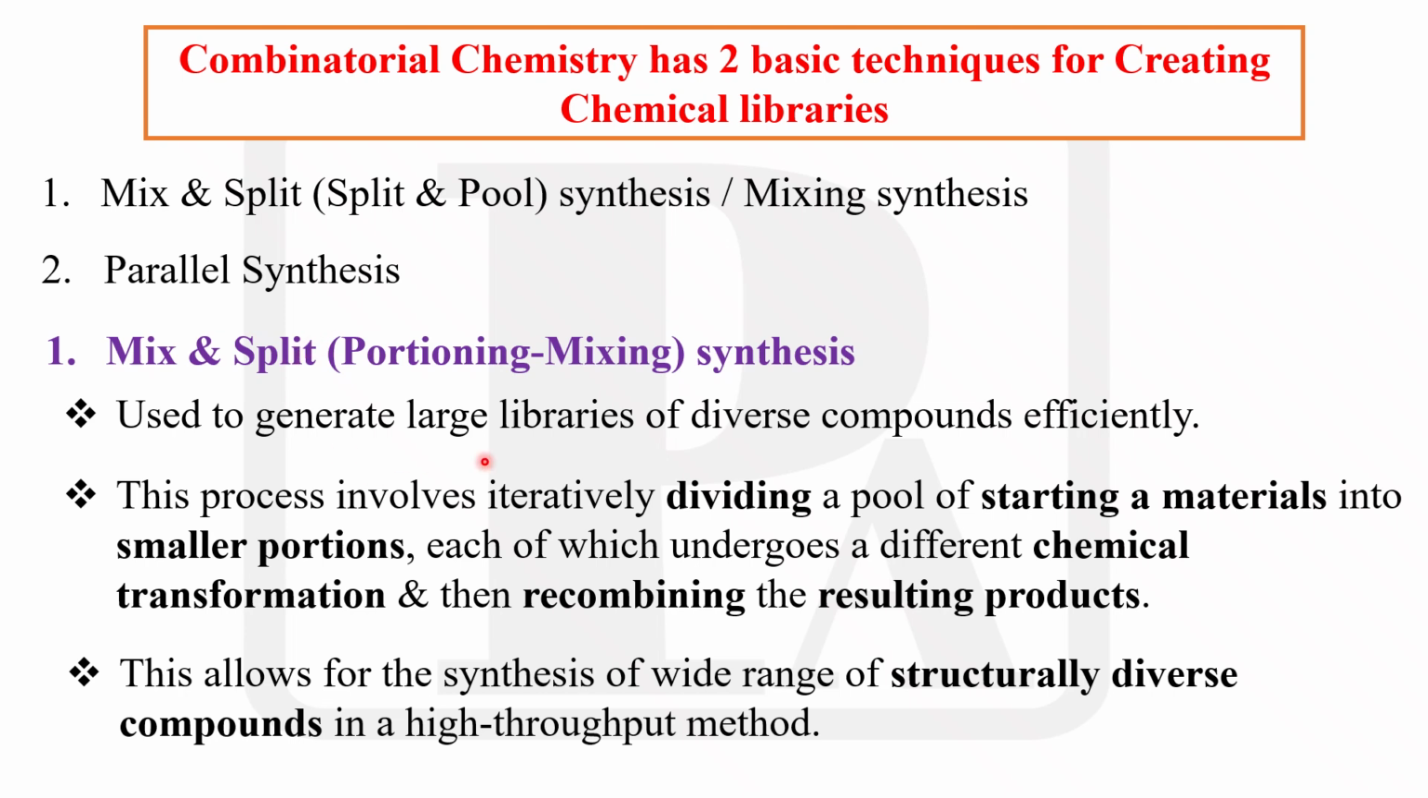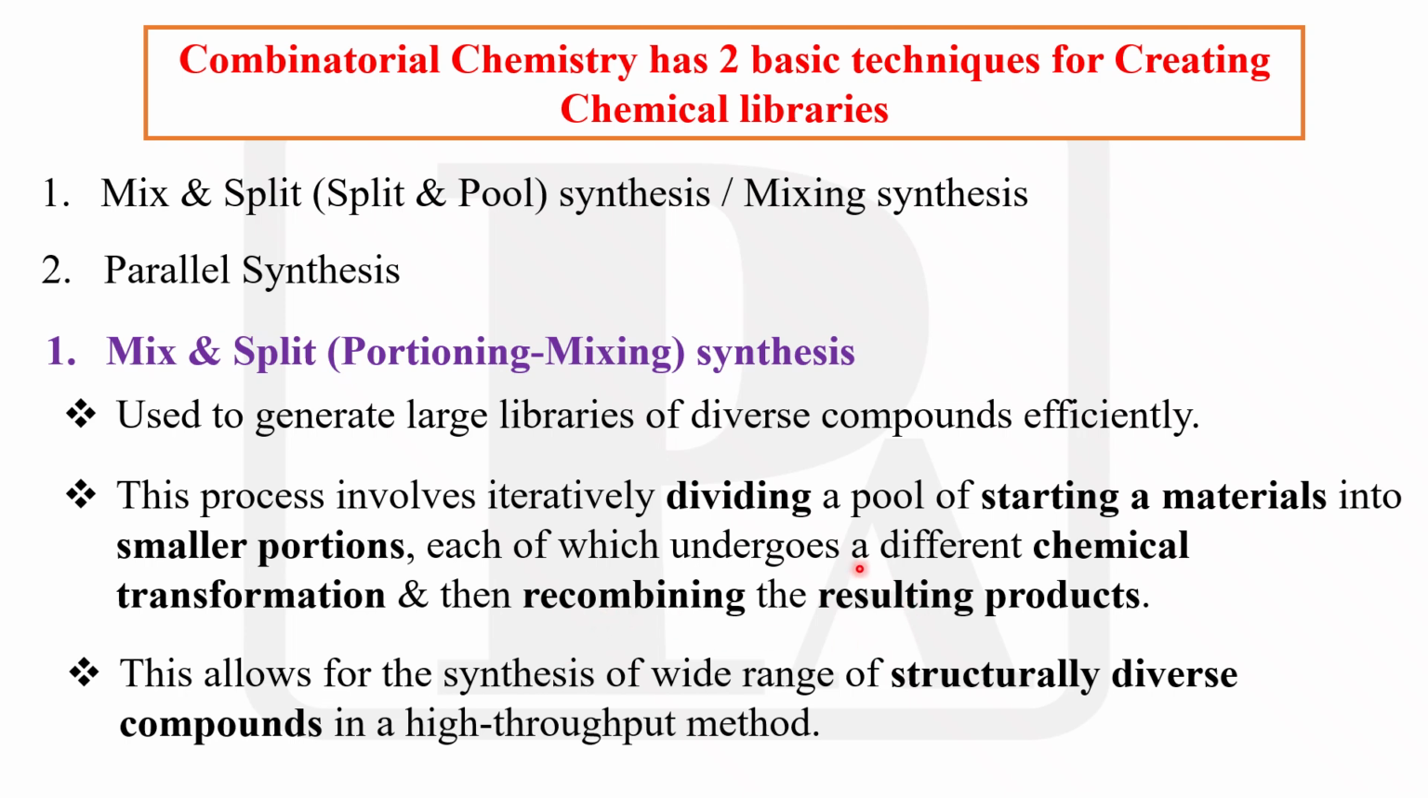So what is the use of this? By means of this we can produce large libraries of different compounds efficiently. So what is the process? How to create a library? First we have to divide a pool of compounds. Actually the collection of compounds is called a pool. That pool has many starting materials. Now we are dividing the pool of starting materials into smaller portions, and those portions undergo chemical transformation. After chemical transformation they should be combined.